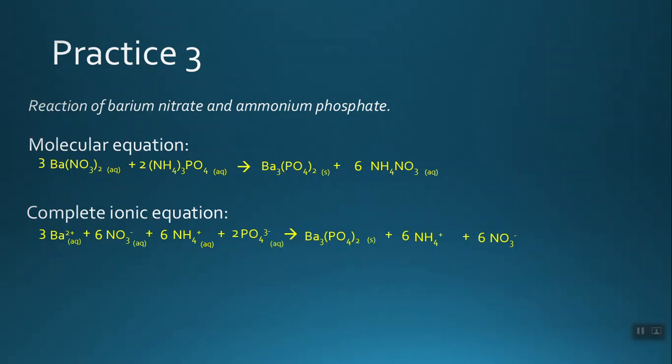Go ahead and write your state symbols, cross out spectator ions, and write your remaining as your net ionic equation. And that is how you write your complete and net ionic dissociation equations.